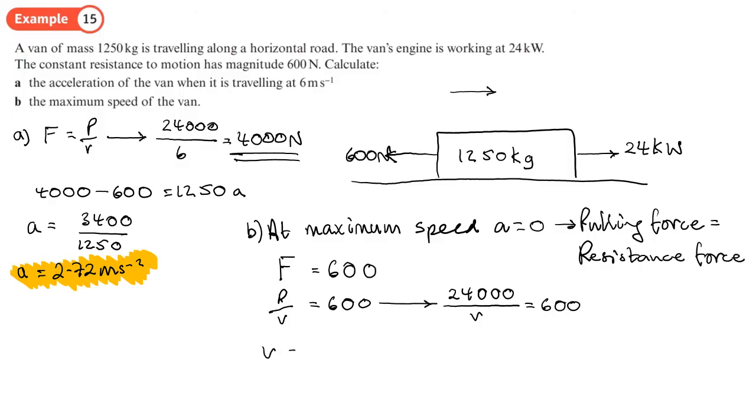So V is going to be 24,000 over 600. And that gives us 40. So the maximum velocity of this van is 40 meters per second. So don't forget, at the maximum speed the acceleration is 0, that means resultant force is 0. The pulling and the resistive forces will be balanced.